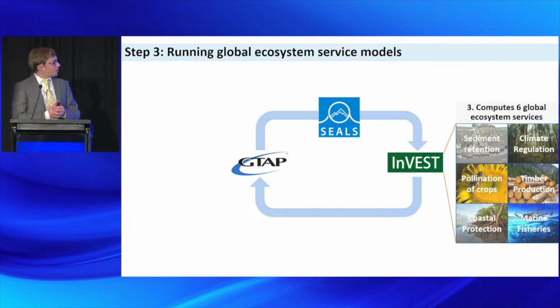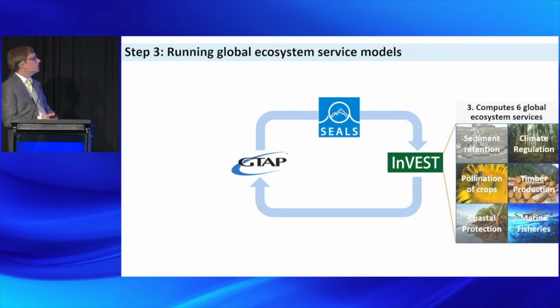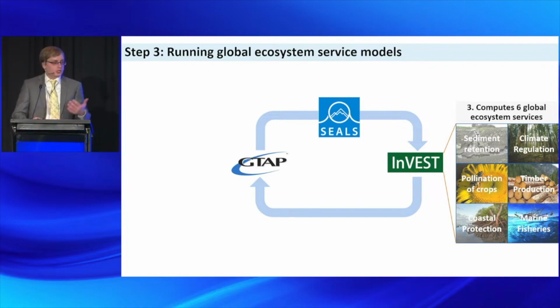The third step then is what Steve has already started talking about, is taking the land use change map and using it as one of the primary inputs to our different ecosystem service models. And so currently, the GTAP-Invest framework calculates 6 global ecosystem services, which are sediment retention, climate regulation, pollination of crops, timber production, coastal protection, and marine fisheries.